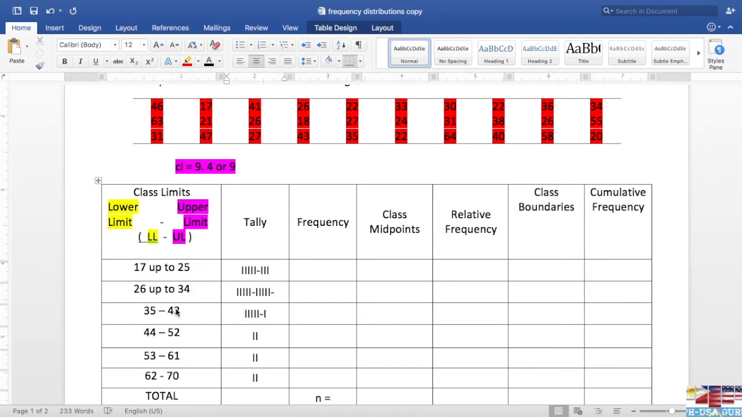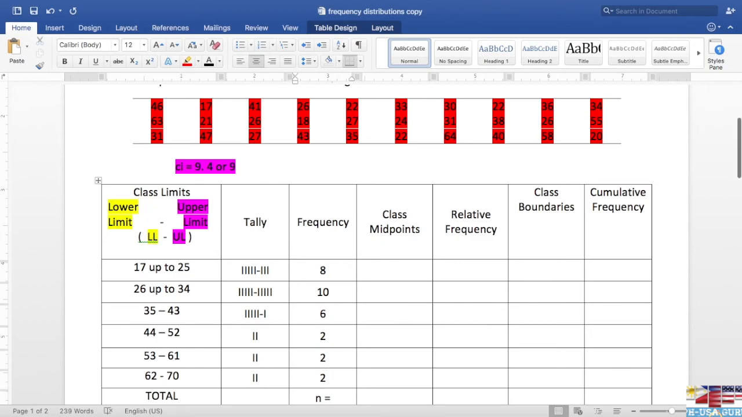mutually exclusive class. So let's make the tally into frequency, and frequency is the numerical value of the tally. So this is 5 plus 3. We have 8. And then this is 5, 10. So there are 10 drivers under the influence of alcohol at the age of 26 up to 34. And then there's 6, 2, 2, and 2.